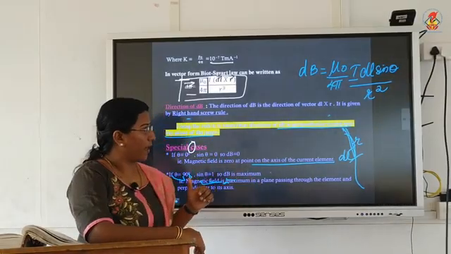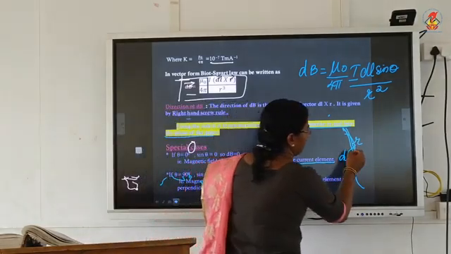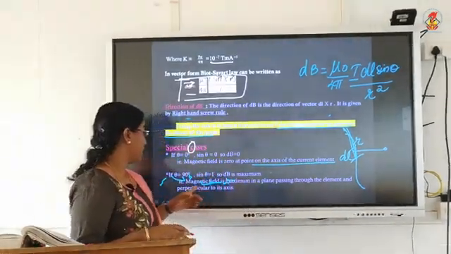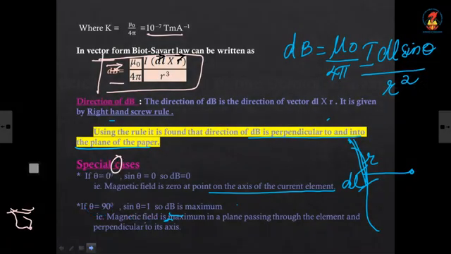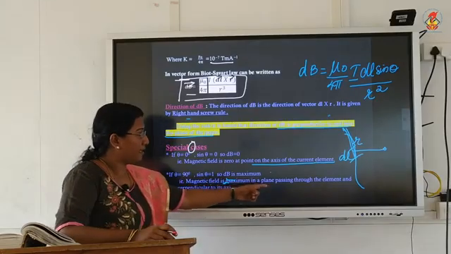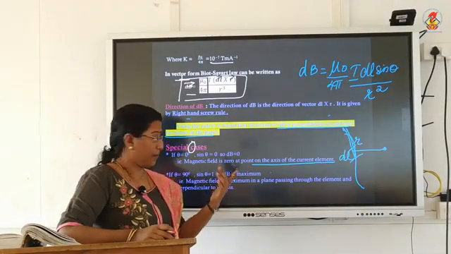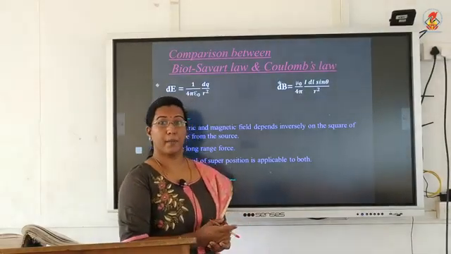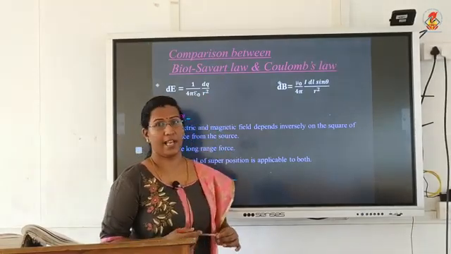Now imagine I am going to find out what is the field at a point exactly perpendicular to the conductor. So what will be the angle theta? Theta will be equal to 90 degrees. So sin 90 is 1. So what we will get? dB is equal to mu 0 by 4 pi, I dl by r square. That is the maximum value of field which you can obtain. So the magnetic field is maximum in the plane passing through the current element and perpendicular to the axis. Next we are going to compare Biot-Savart's law to Coulomb's law in electrostatics.